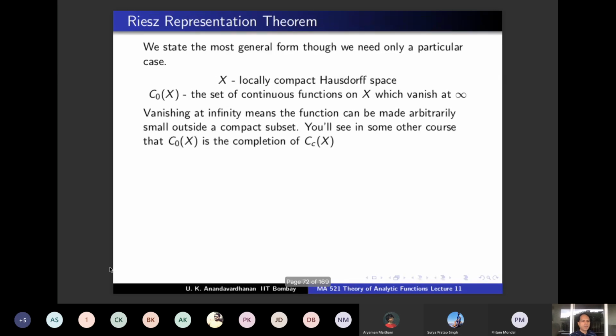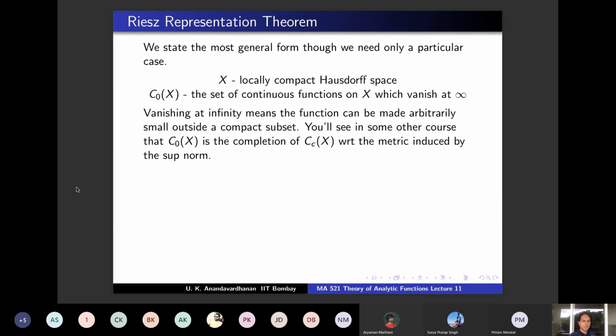You will see in some other course that C0(X) is a completion of Cc(X). Cc(X) is continuous functions with compact support. This c is for compact. Continuous functions with compact support. Here you put the sup norm. Norm of f is supremum of mod f(x). With respect to that, it's a metric space, and any metric space can be completed. And C0(X) is nothing but the completion of this metric space with respect to the sup norm. This you will see later.